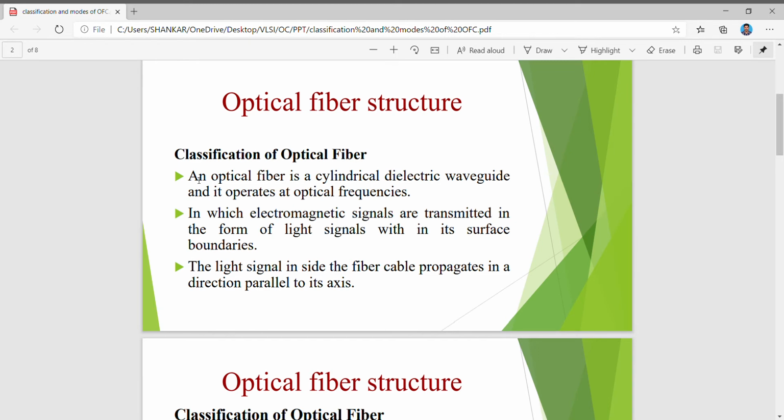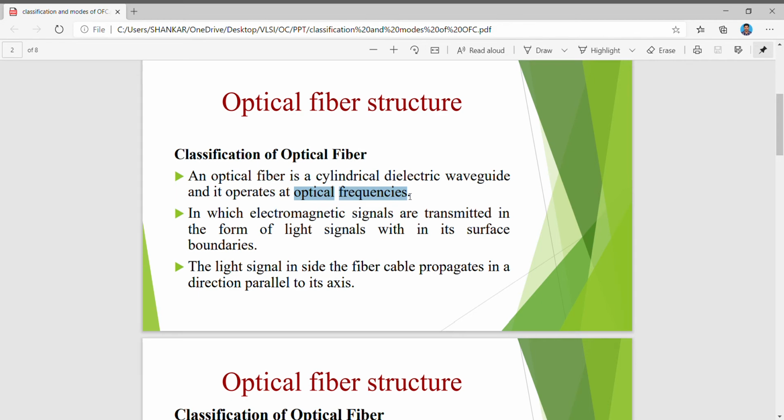Generally, the optical fiber is a cylindrical dielectric waveguide, and it operates at optical frequency ranges. That means the optical fiber operates as a waveguide. It is in cylindrical form. The optical fiber is a cylindrical dielectric waveguide, which operates at the range of optical frequencies.